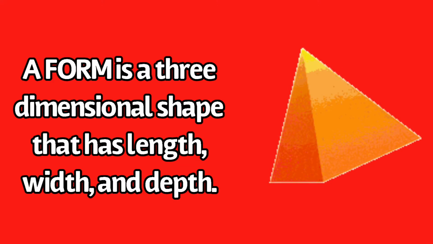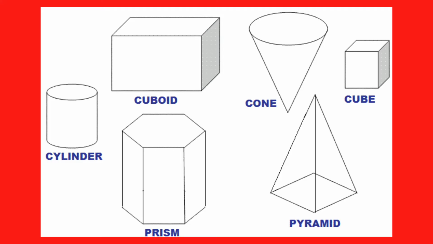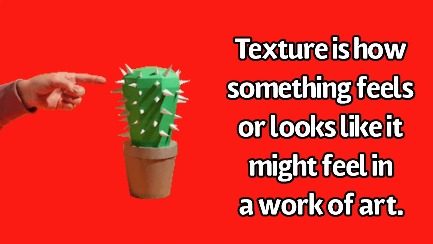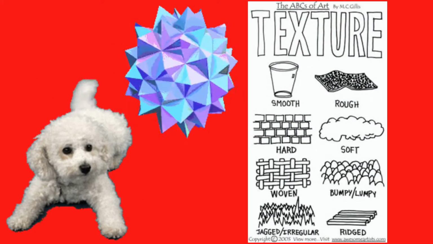A form is a three-dimensional shape that has length, width, and depth. Here's some examples of forms. Texture is how something feels or looks like it might feel in a work of art. Here's some awesome examples of textures.